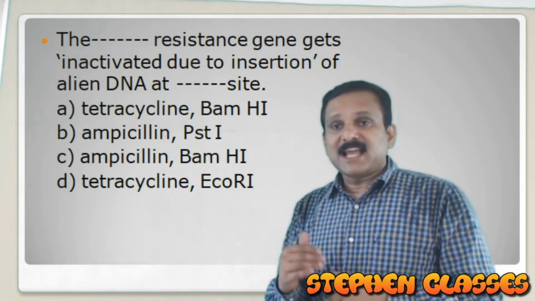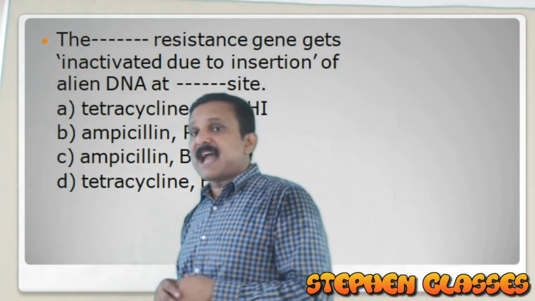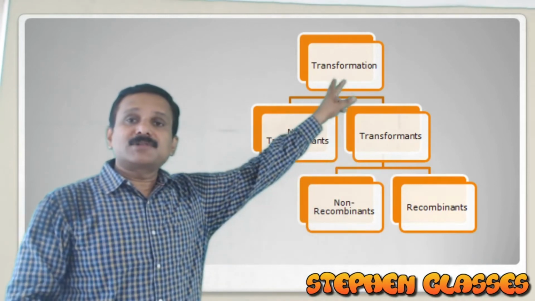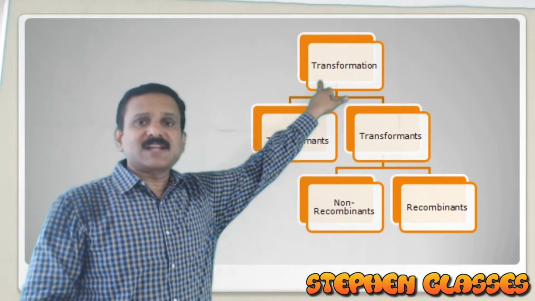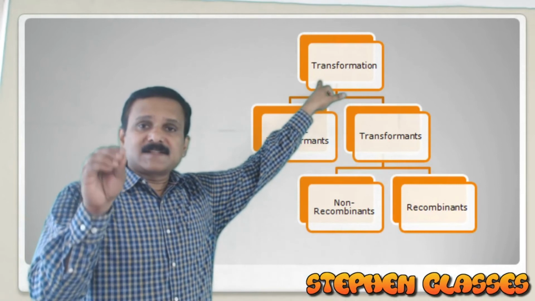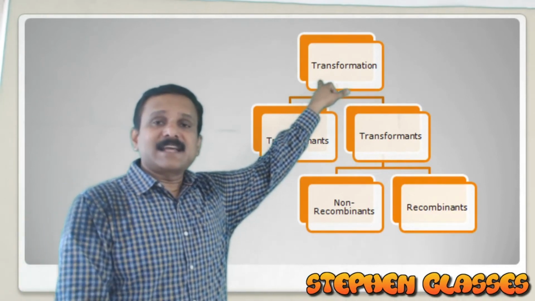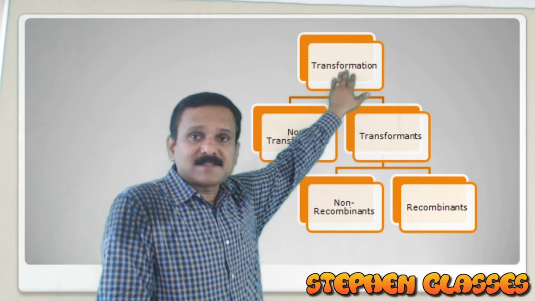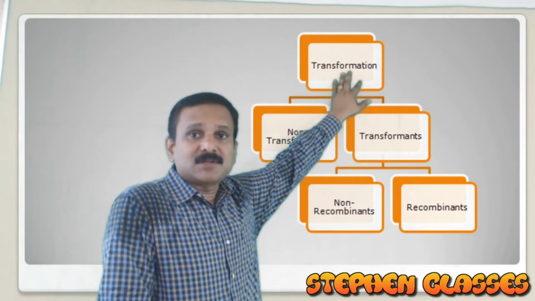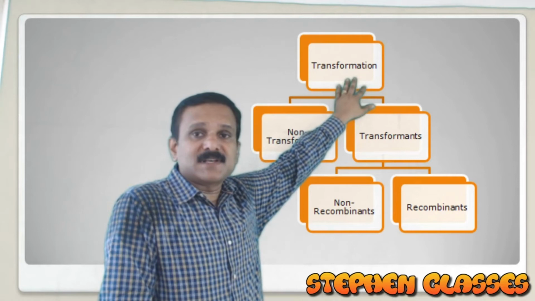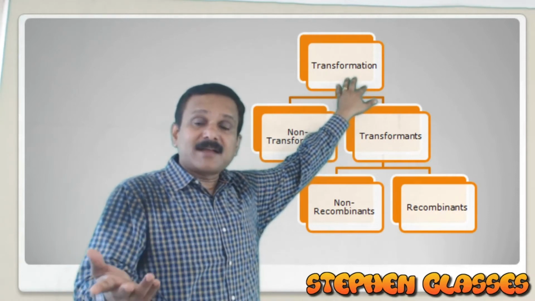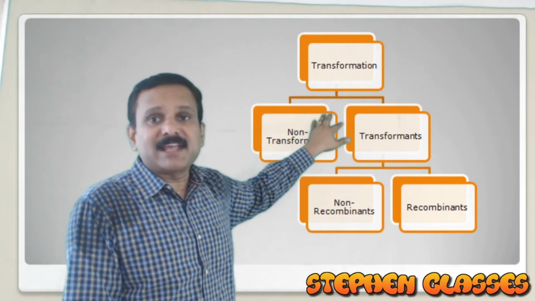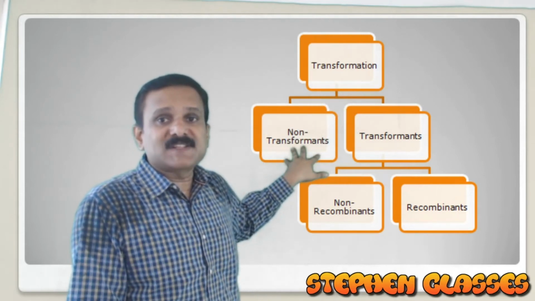For getting more details, we have the diagram. In this diagram, first you should know what is transformation. When a DNA is entering into a cell, we say that there is transformation. When recombinant DNA enters, we say that there is transformation. During this transformation process, it is not necessary that all the cells take up that recombinant DNA. There will be two conditions formed here.